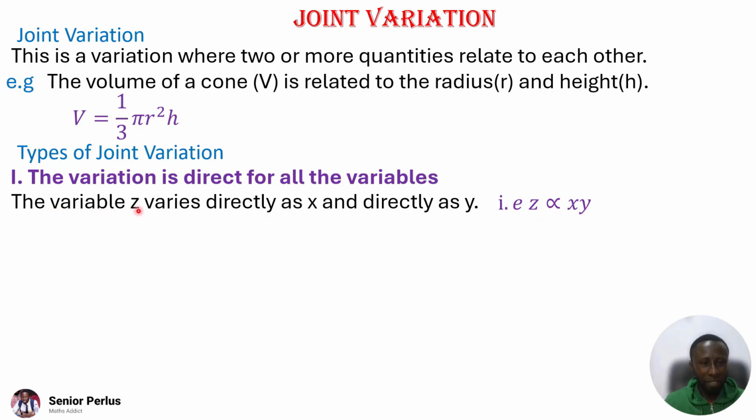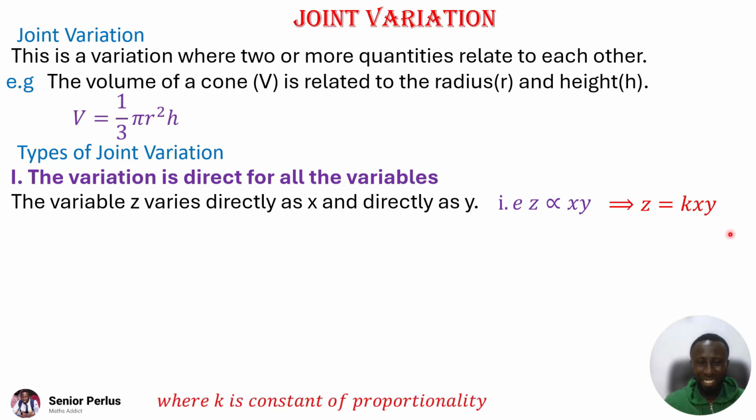The variable z varies directly as s and directly as y. This is what they mean. It can also be said as z varies directly as s and y. They are the same. So z varies directly as s, z varies directly as y, and this can be written as this. Then let's put it in equation form. That's where you introduce the k, where k is the constant of proportionality. So that's the equation form.